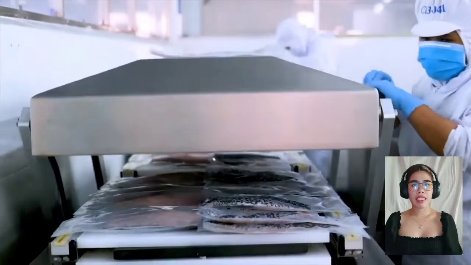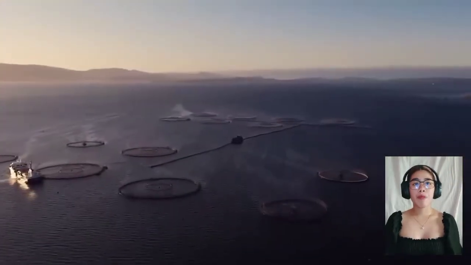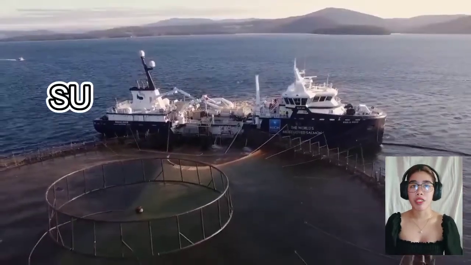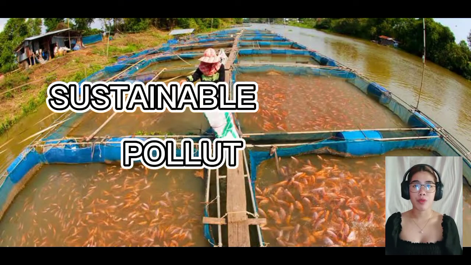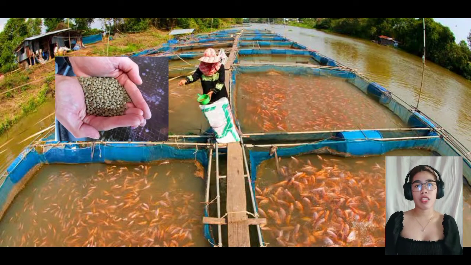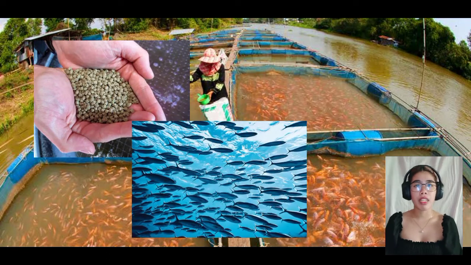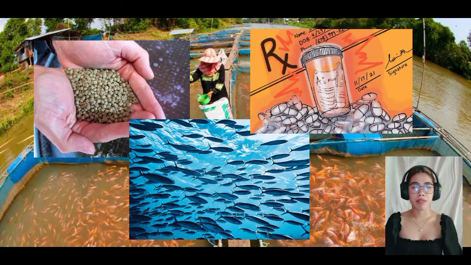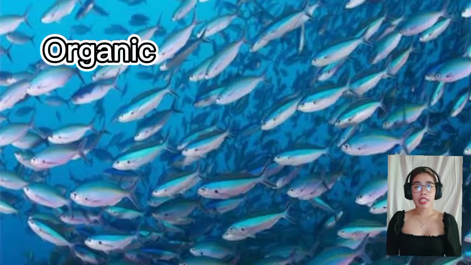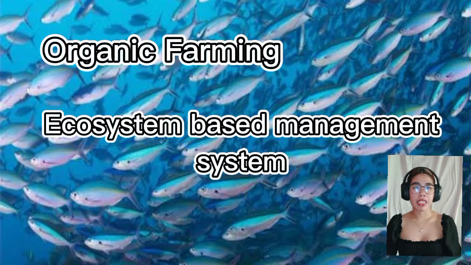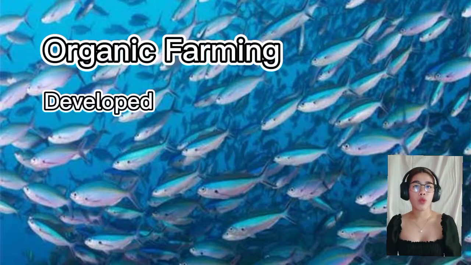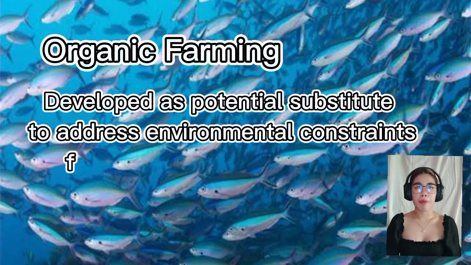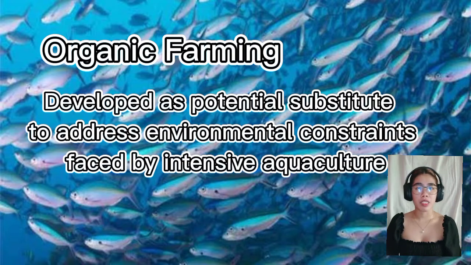Organic aquaculture practices help in raising aquatic products in a humane, sustainable, and pollution-free manner, while organic feed optimizes the health of the animal and reduces the reliance on drugs, including antibiotics. Organic farming is an ecosystem-based management system which was developed as a potential substitute to address environmental constraints faced by intensive aquaculture.